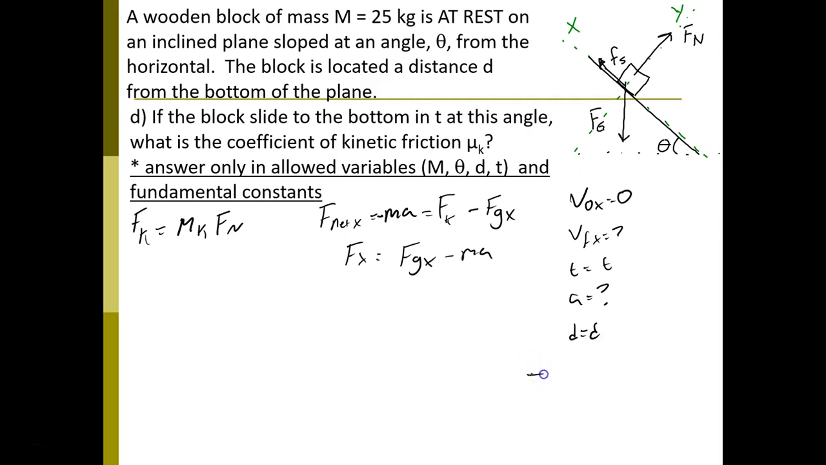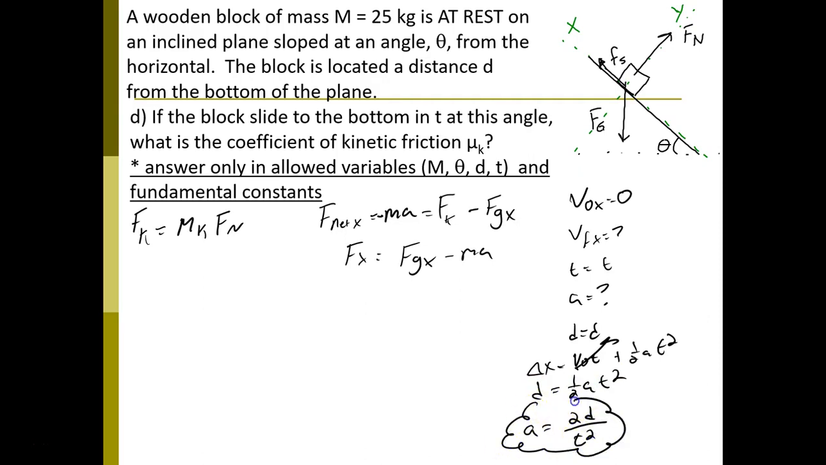So I look here and I can say, well, I have that delta x is equal to V0t plus 1/2 at squared. The first term goes to 0, so my distance is equal to 1/2 at squared, or my acceleration is equal to 2 times distance divided by time squared. And that's what the acceleration of my block is going to be. Remember, it's going to be negative because we're going in that negative direction there. We're going to go ahead and plug that in. We have Fx is going to be equal to Fgx minus that mass times 2d all divided by time squared.